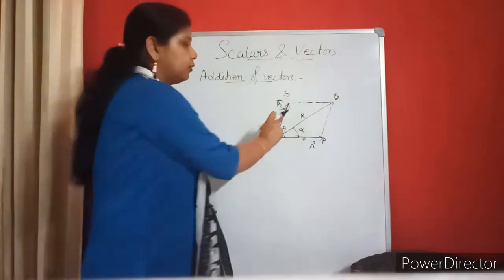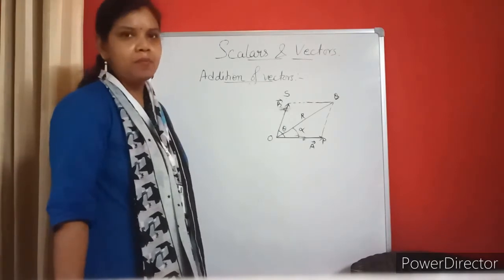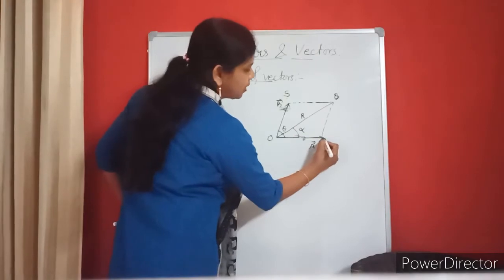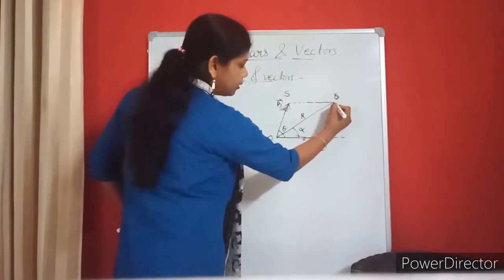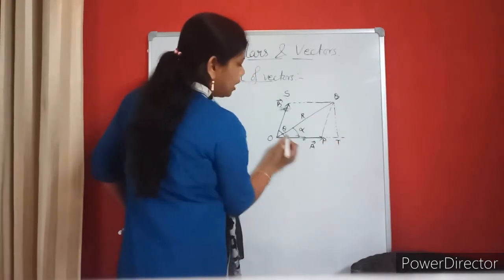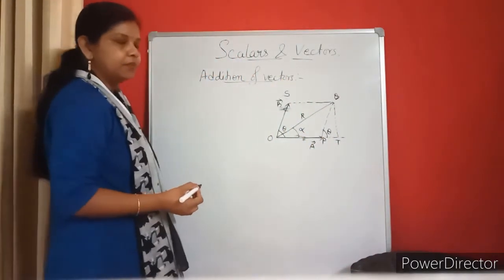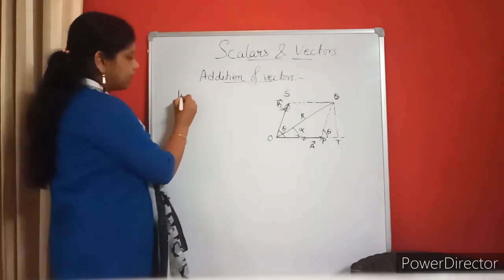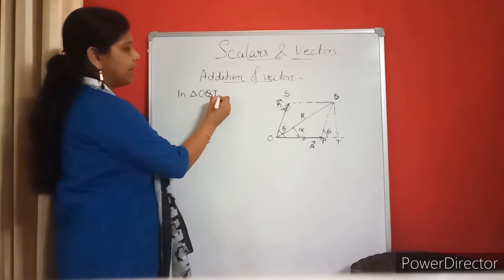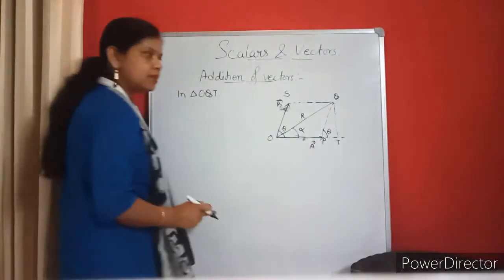So how do we find the value of R now? Is there any method to find it? Let's find out. We will extend this, then drop a perpendicular, suppose it is at T. If this is theta, this is also theta. Now check the triangle OQT. Is it a right angle triangle? Yes, OQT is a right angle triangle.